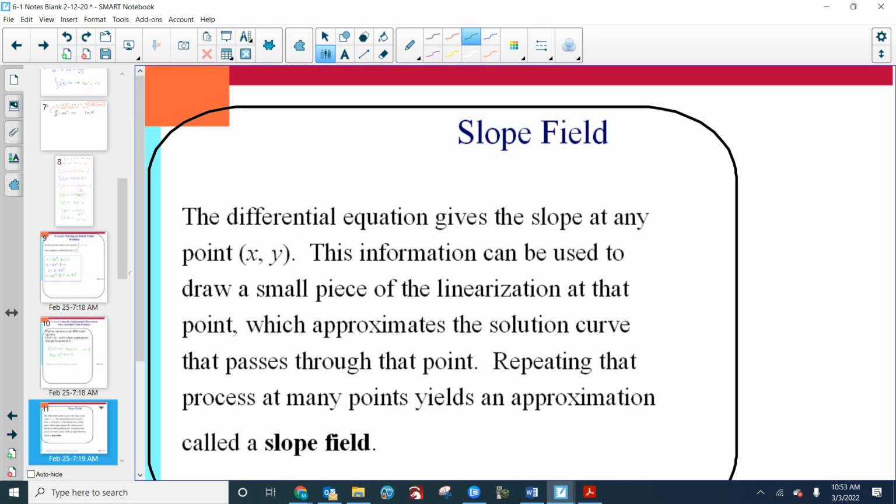Okay, this is the topic I said was relatively new. Here's what it does. You can just write down slope field for sure. If you want to write a little synopsis of it, that's fine. The differential equation gives the slope at any point. Ready? Derivative. Plug in an x, get out a slope. Plug in an x and y, get out a slope at that exact point. Isn't that what a derivative tells us?